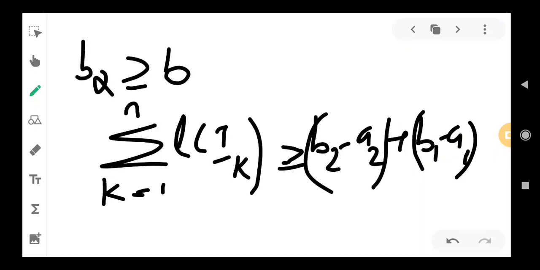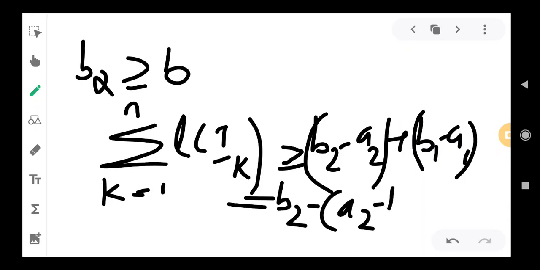Because we have taken only the sum of two intervals in this collection Ik from k equal to 1 to n, it will always be less than or equal to the sum of the whole interval in that collection. So I can write this B2 with some rearrangement: B2 minus A2 plus B1 minus A1 can be written as B2 minus A2 minus (B1 minus A1). There is nothing wrong here.